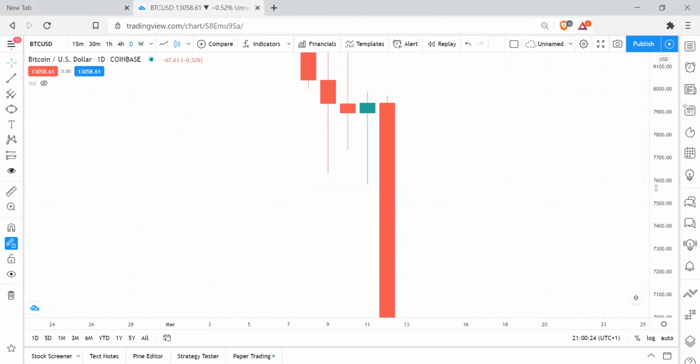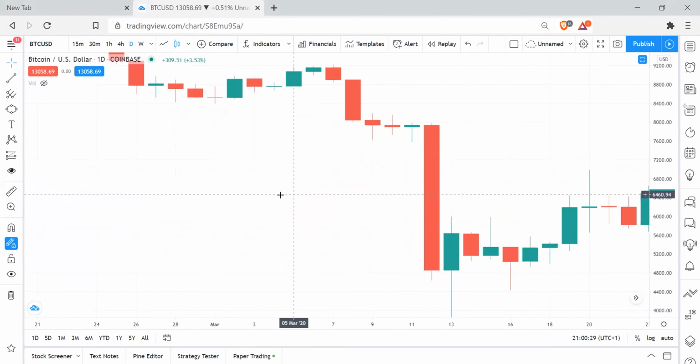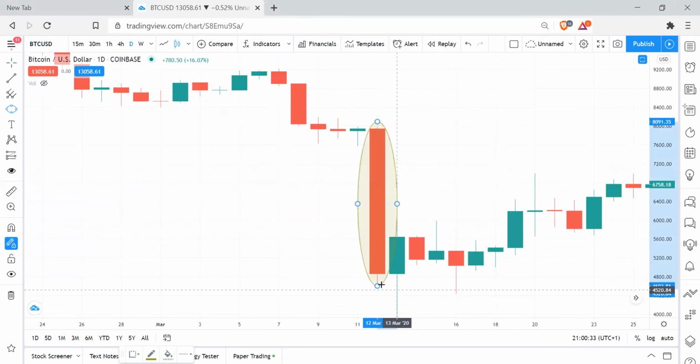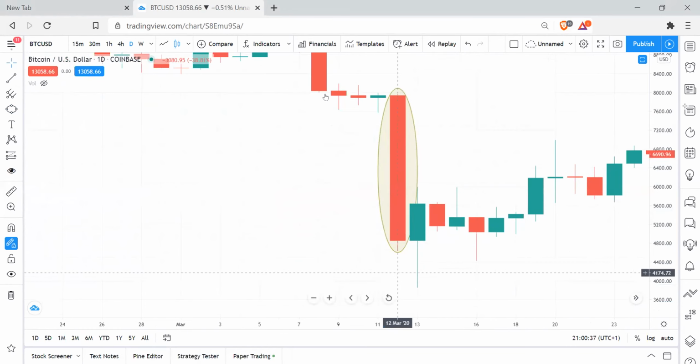Okay, wow. We just got on a day that had one beautiful sell-off. Now, let's investigate a little further. What was in this candlestick? Now, let's see the date. You see down here, 12th of March. 12th of March.